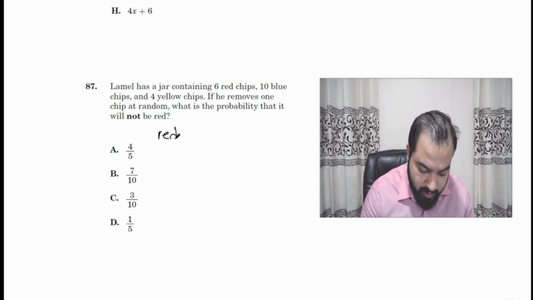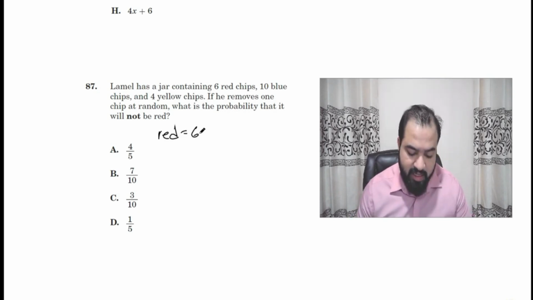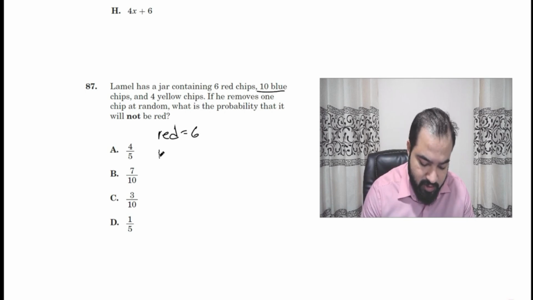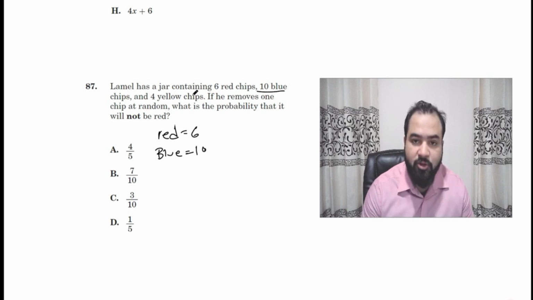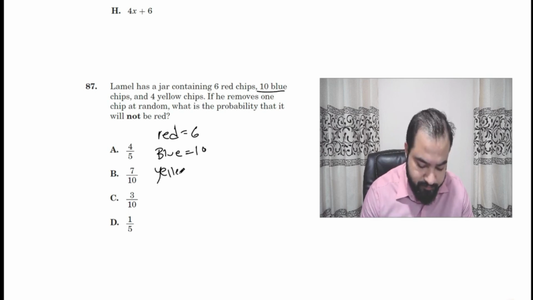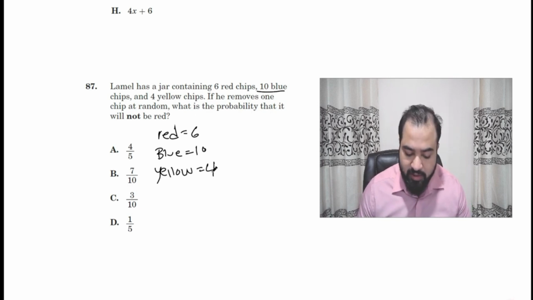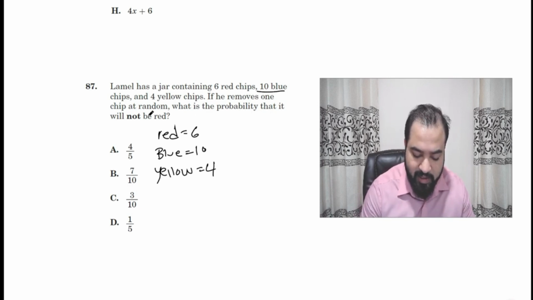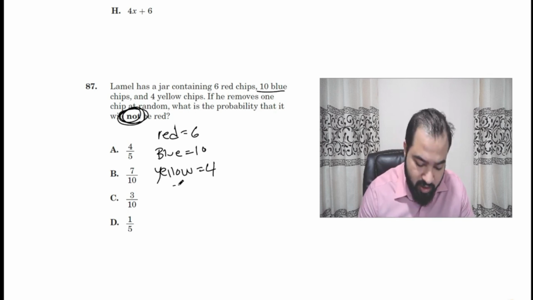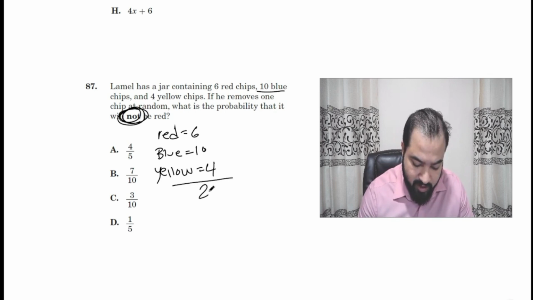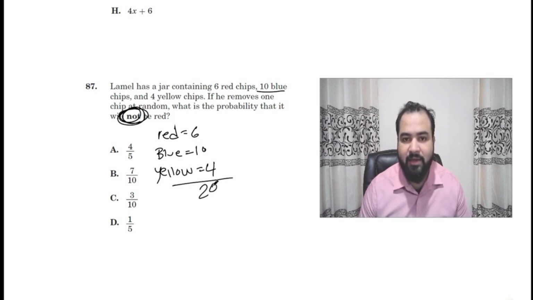Question number 87 says Lamel has a jar containing 6 red chips. So we have red 6, 10 blue chips. So blue is 10 of them, and 4 yellow chips. So yellow is 4 of them. Now if he removes one chip at random, what is the probability that it will not be red? He doesn't want red.